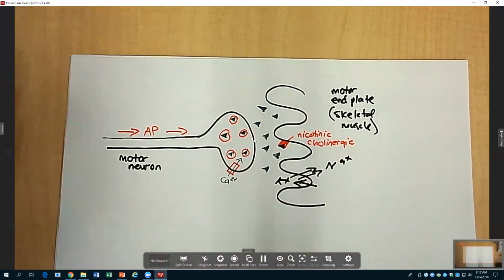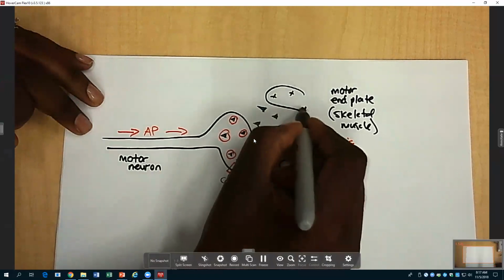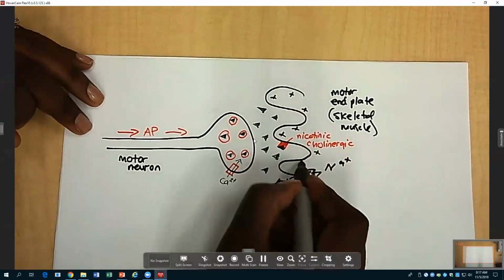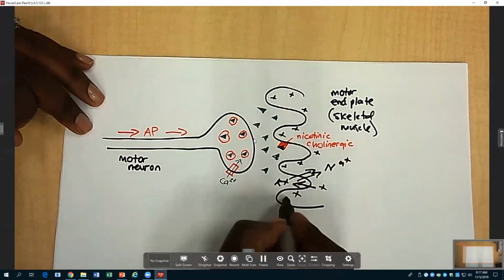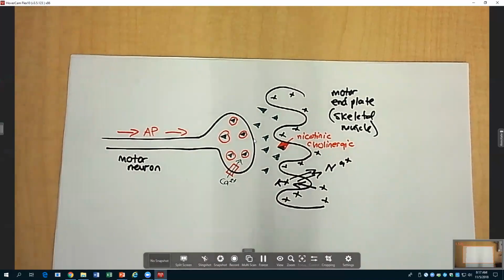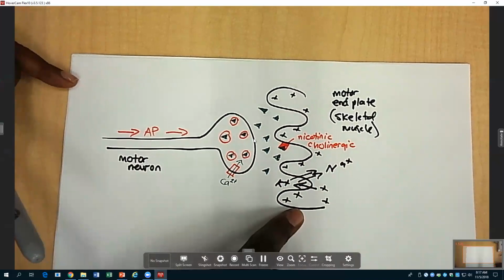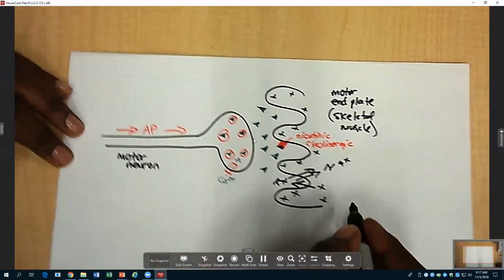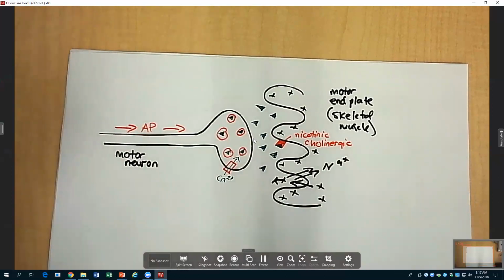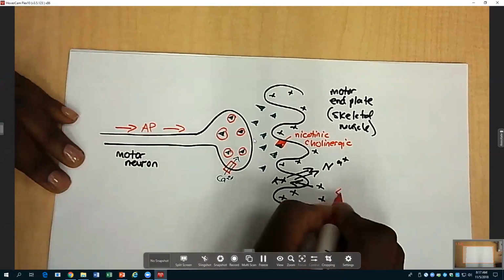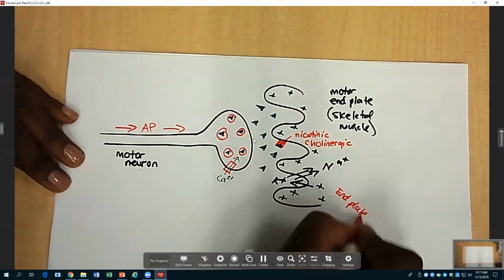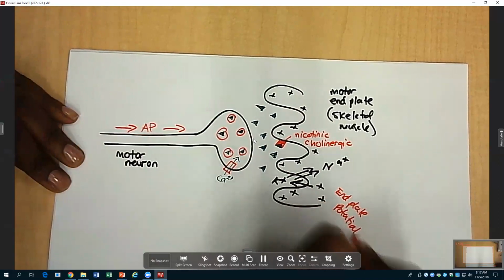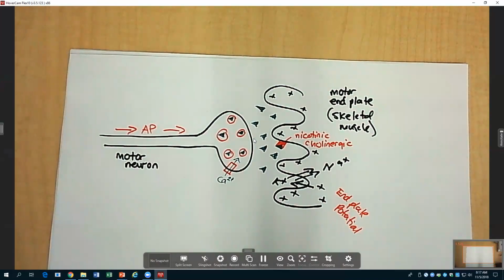And that is going to depolarize this membrane. The depolarization of this membrane is going to trigger an end plate potential. Okay, remember this is the motor end plate. And that's going to allow the muscle to contract. I'll just write here end plate potential.